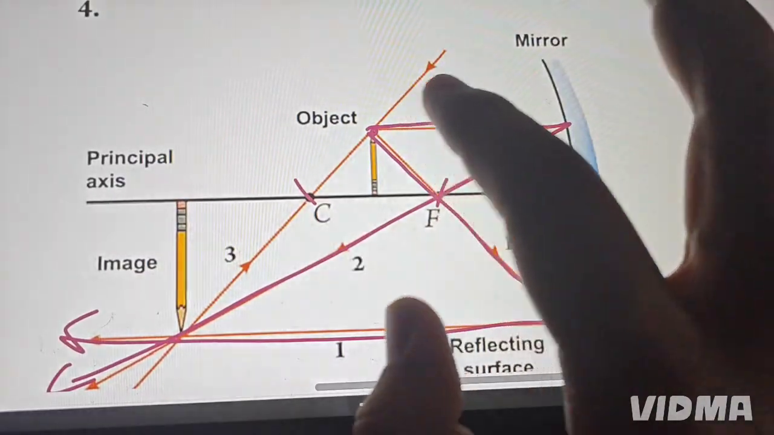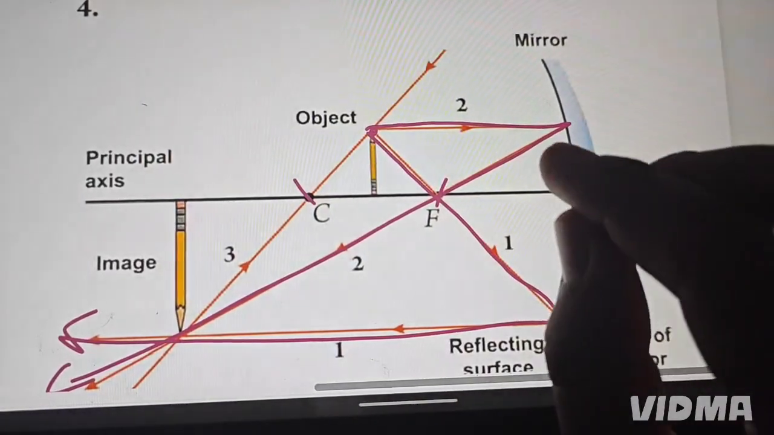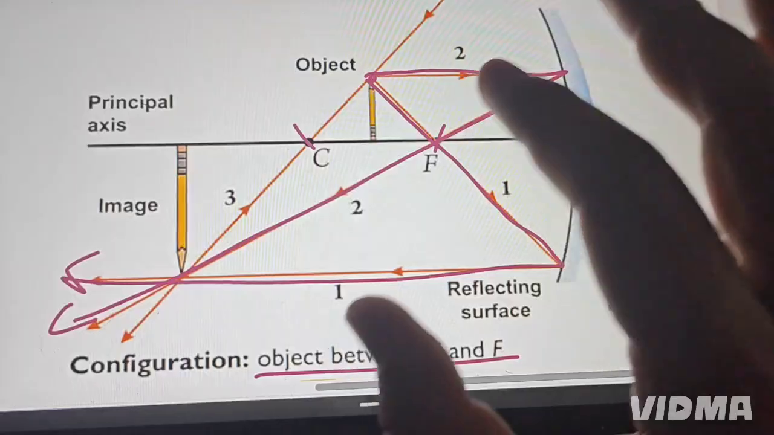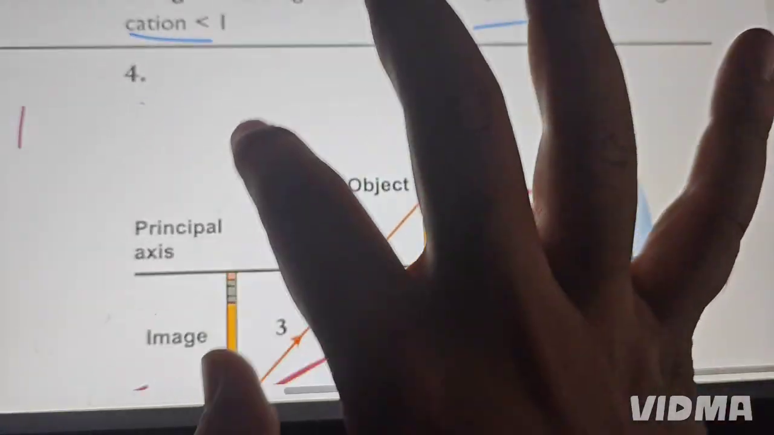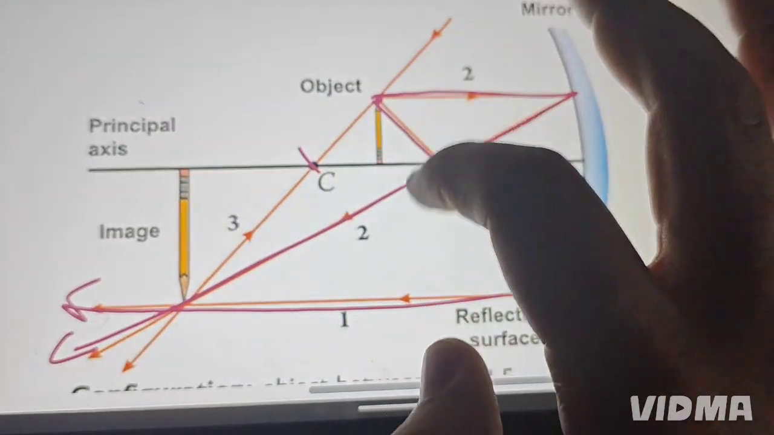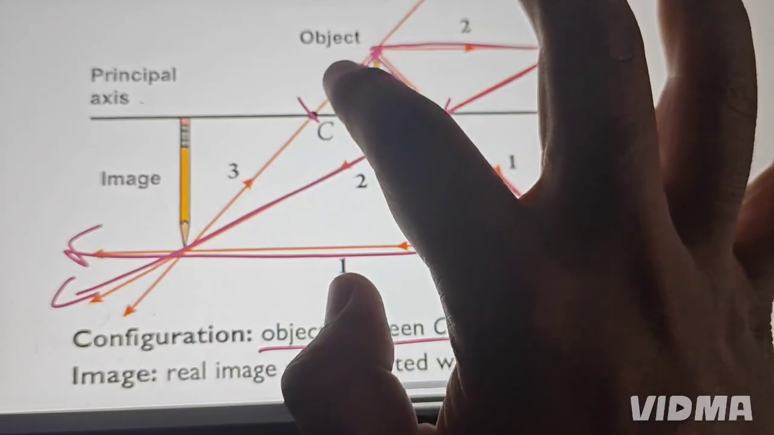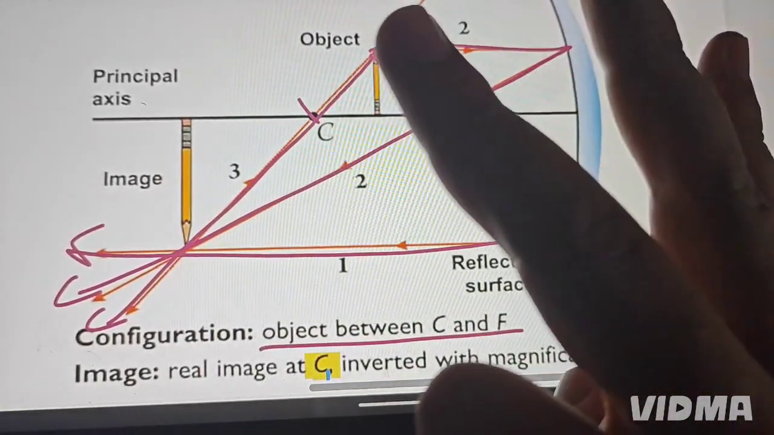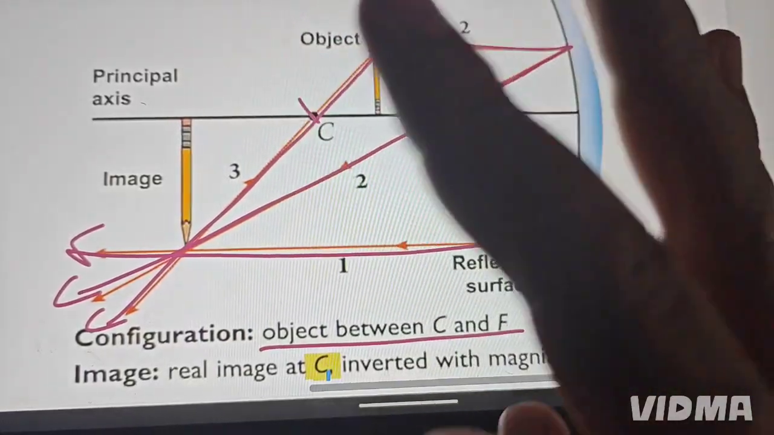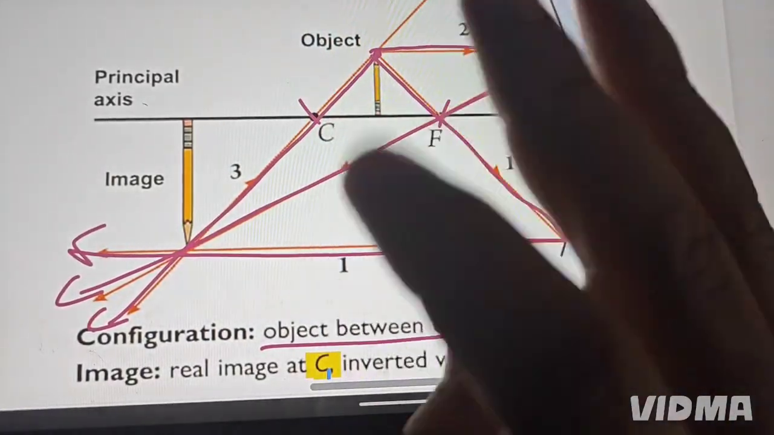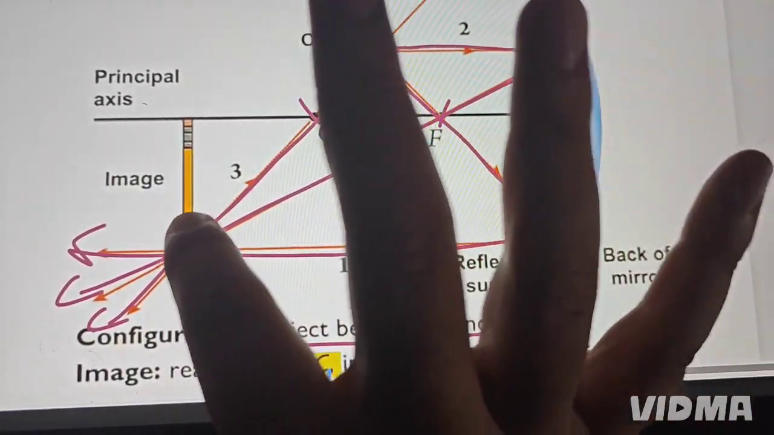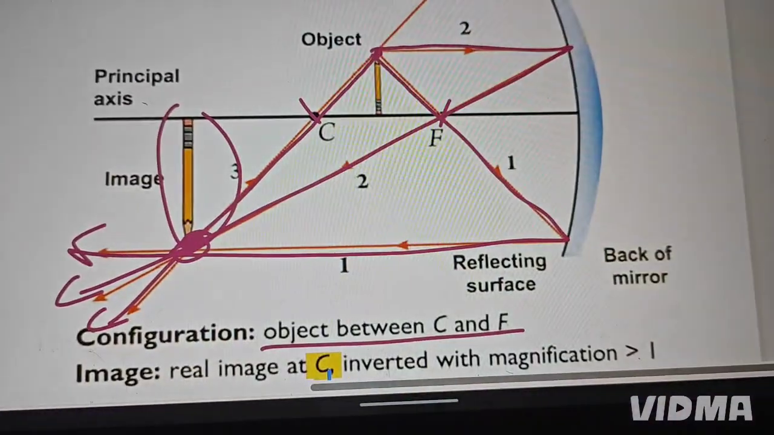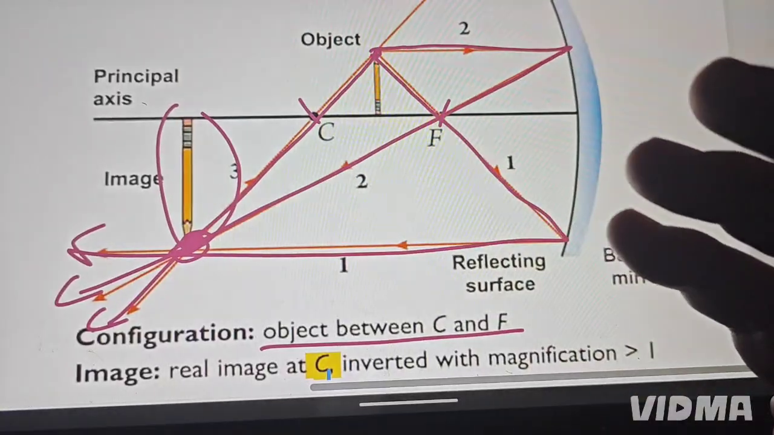And this is the last light that came out in this direction. The last light is emitted from this object in that direction. If you notice, all three lines, all three rays, are intersecting at this point. Look, take a look in here. So it means in here we have an image, and the image position is outside C.